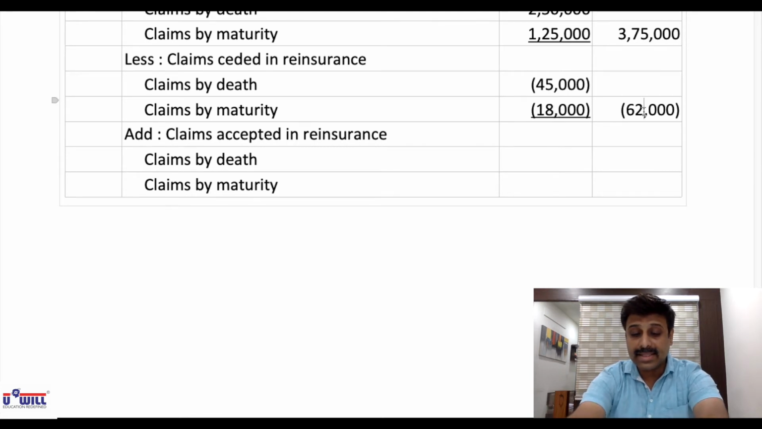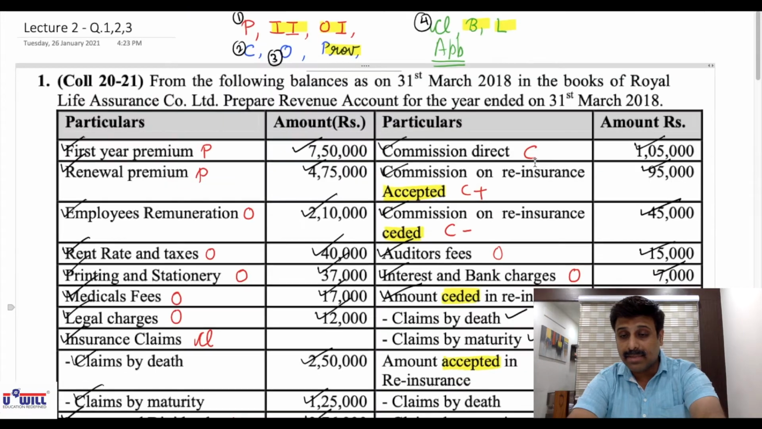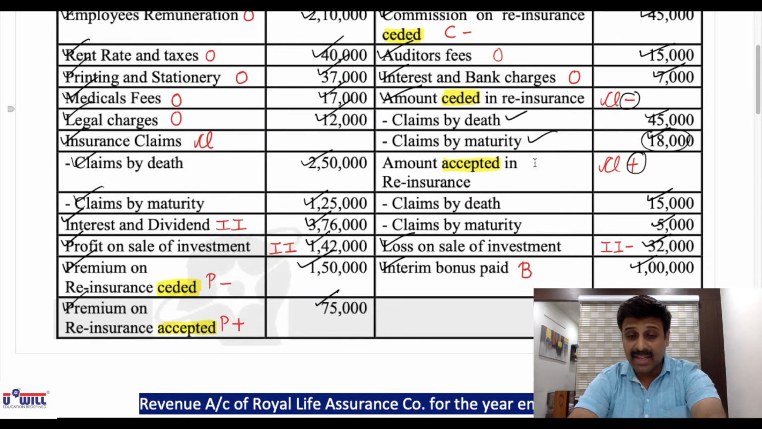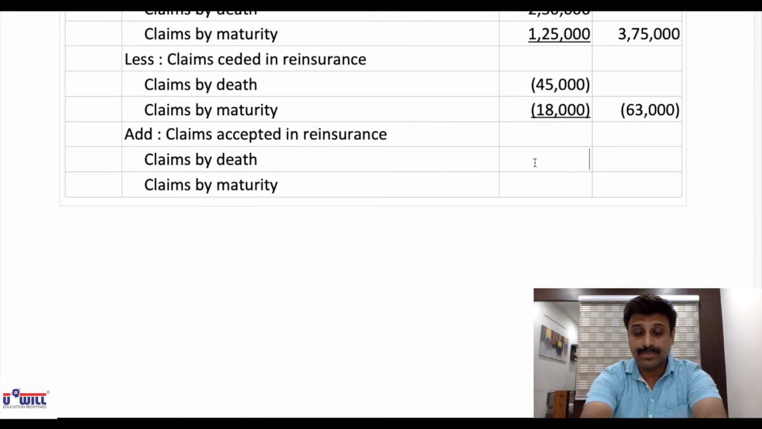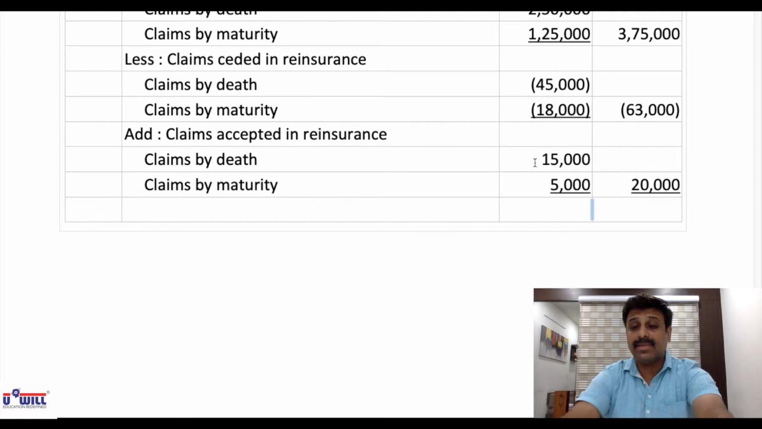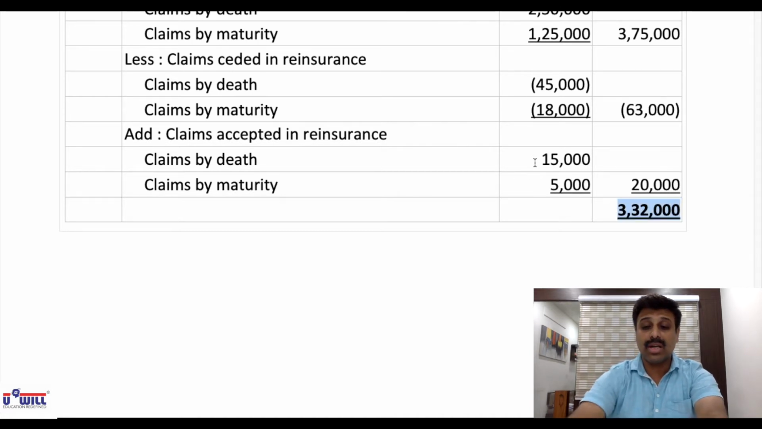So 45 and 18, 63,000. And here claims by death and maturity are how much? 15,000 and 5,000. We have to add it, so don't write them in bracket. 15,000 and 5,000 total 20,000. Now we get the final amount of claims. Do it 3,75,000. From that we minus 45 and 18, that is 63,000, and we plus 20,000. So 3,32,000. 3,32,000 is the total amount of claims.